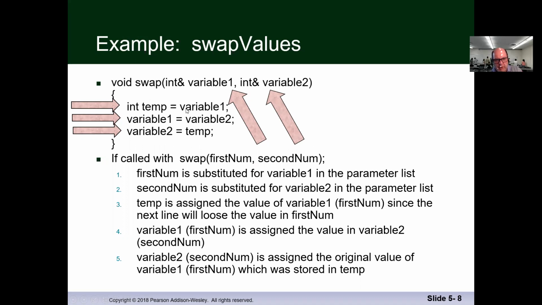When we're done with this function, what's going to happen? My variable 1 passes its value into first num. So my first num now is going to have the new value because it's called by reference. And my second num is going to have the new value. That's the one we have processed over here. So my first num becomes variable 1, second num becomes variable 2 after the call.